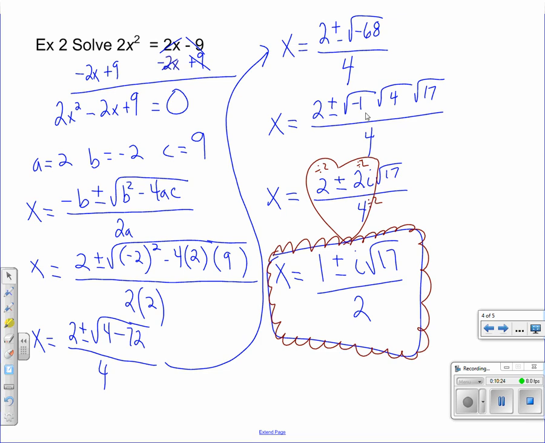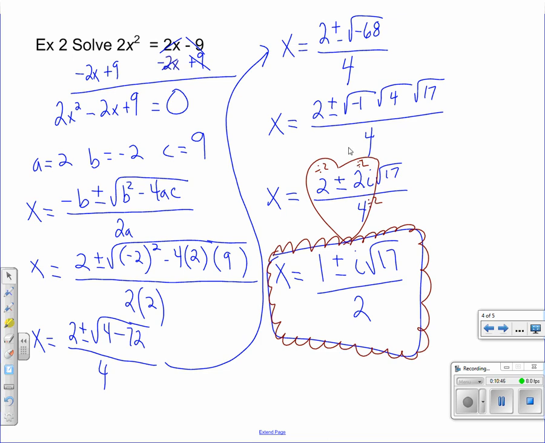Take out the -1. The biggest perfect square that goes into 68 is 4. Its partner would be 17. The square root of -1 is i. The square root of 4 is 2. So typically when we have i paired with a number, we like to put the number first and the i after it. That's a convention.